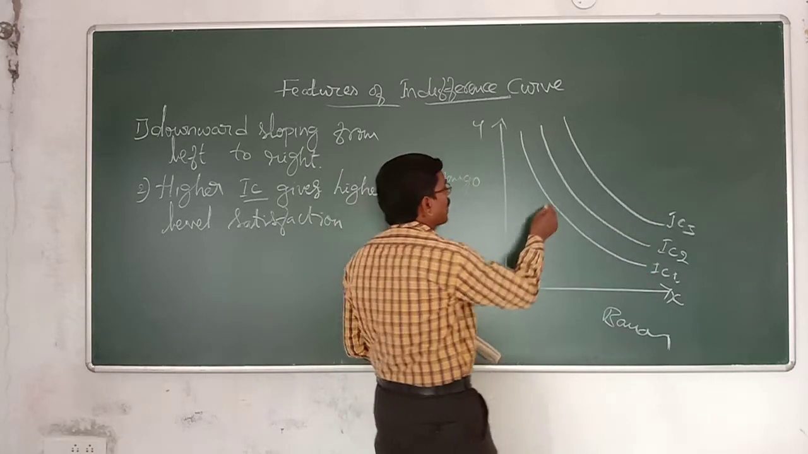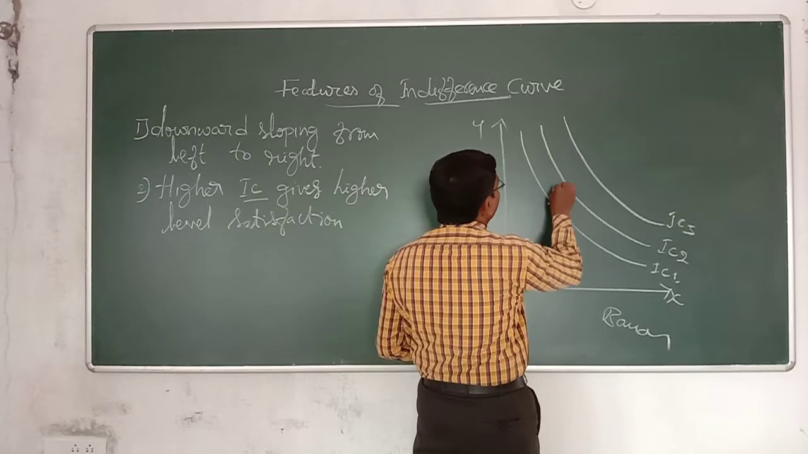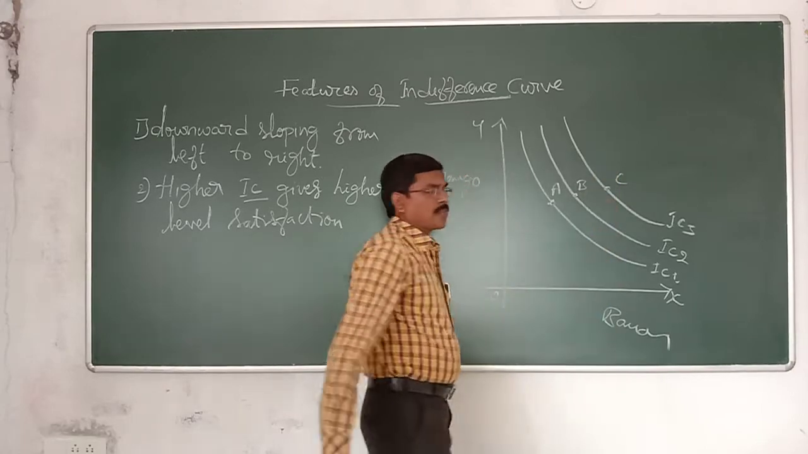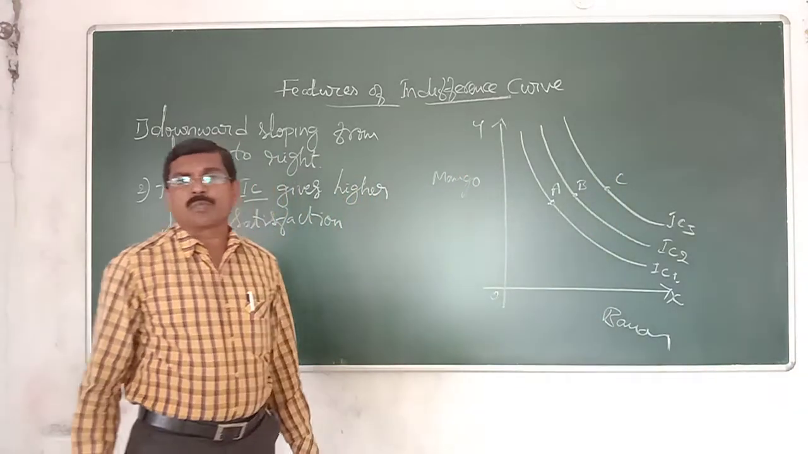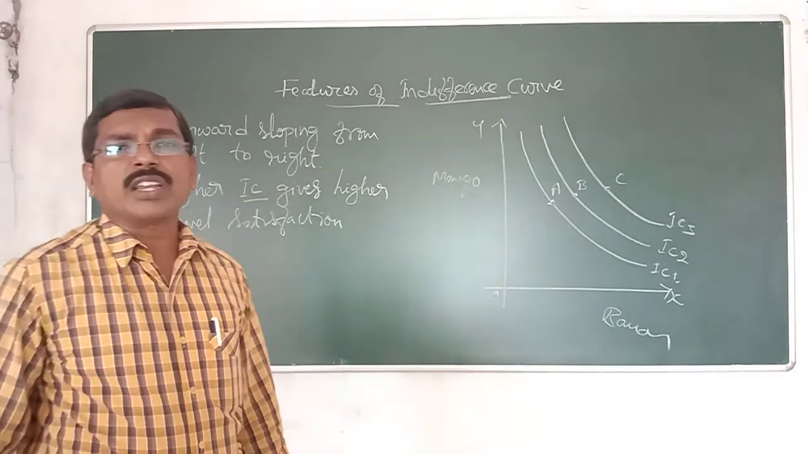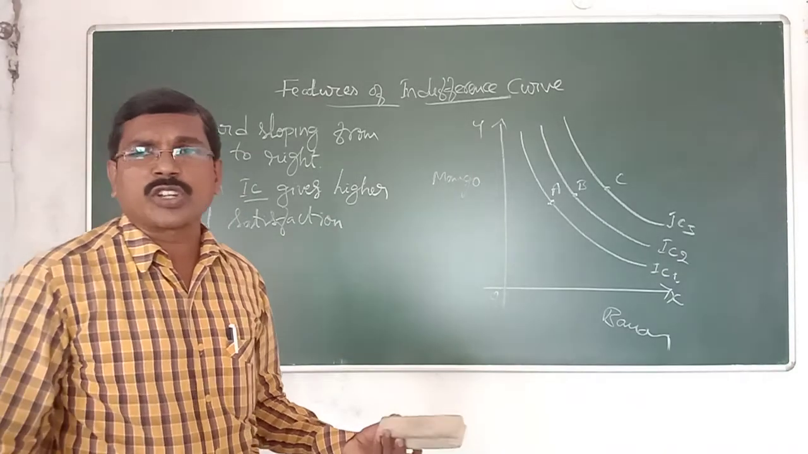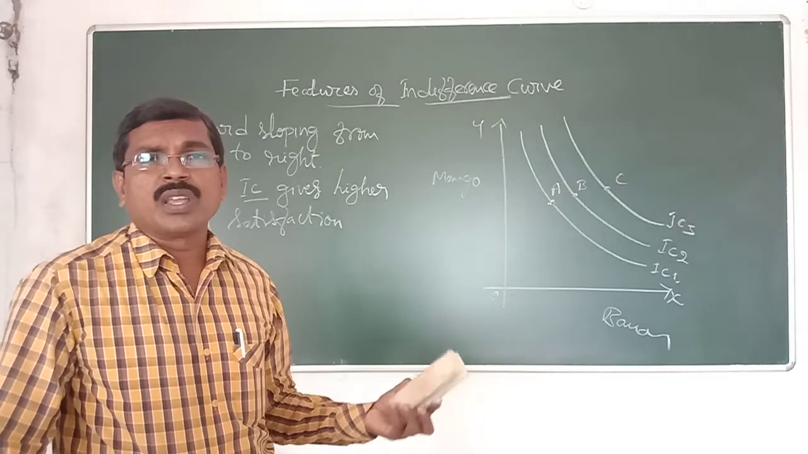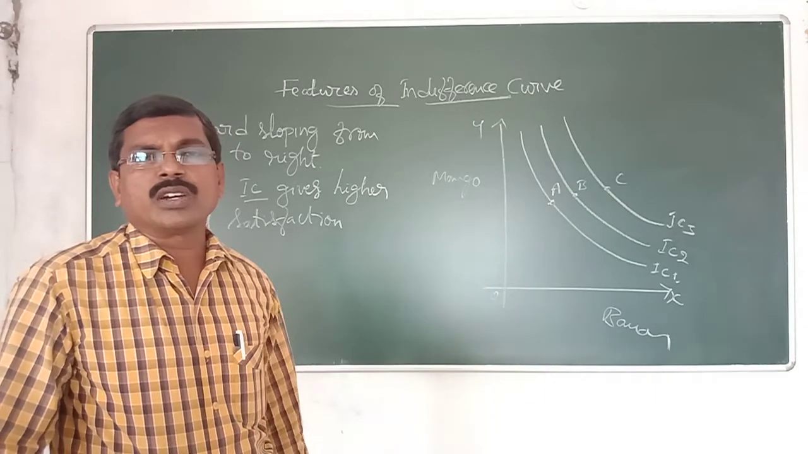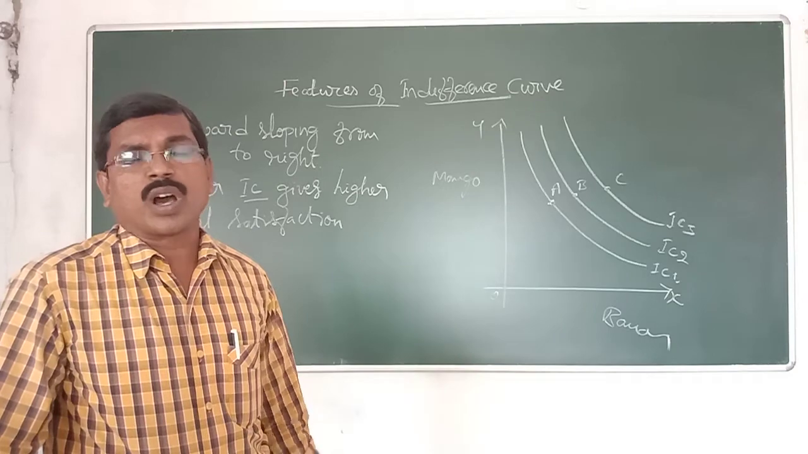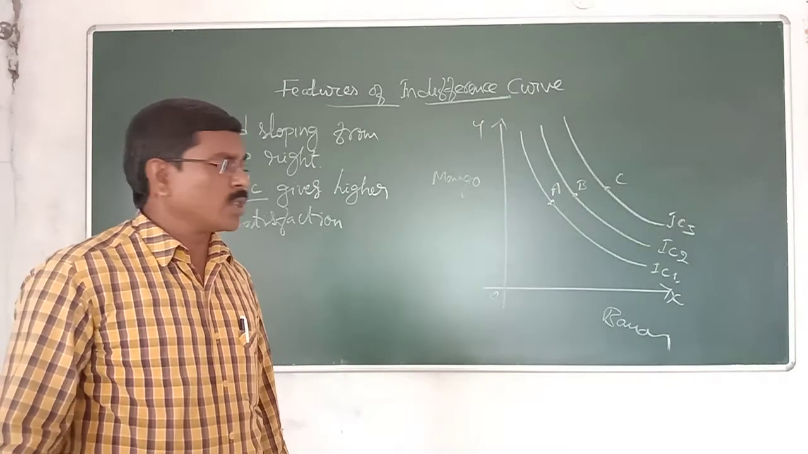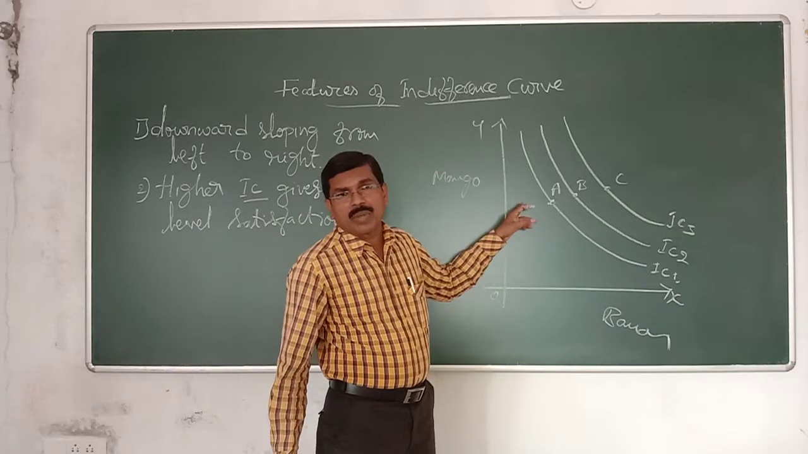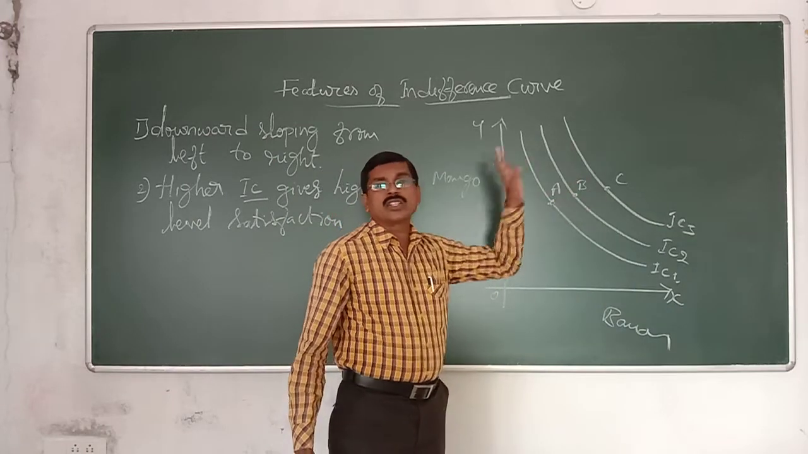Here we have the different combinations: the A combination, the B combination and the C combination. This is also called an indifference map. We know from our last session that an indifference map is a set or group of indifference curves which explain different levels of satisfaction. Here we have the three combinations A, B and C.